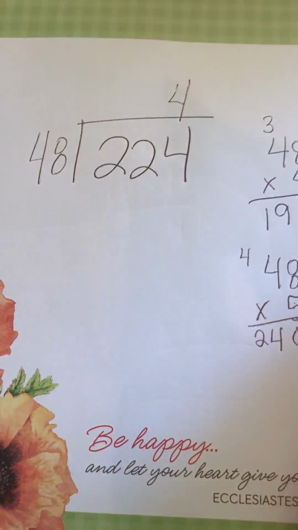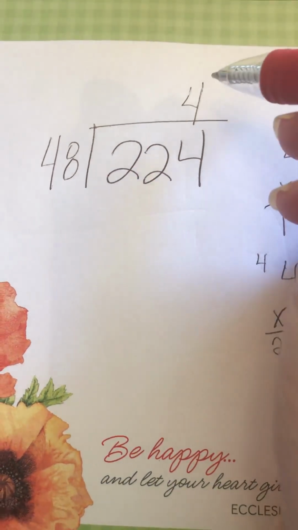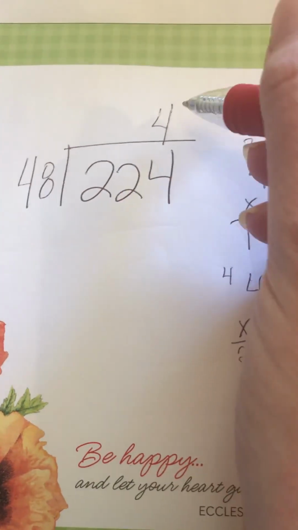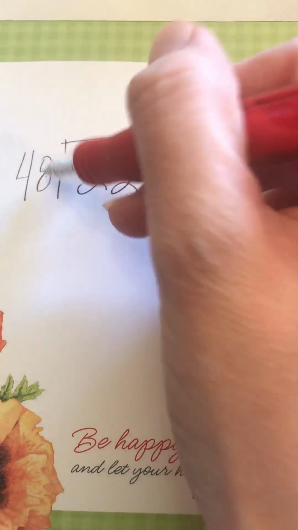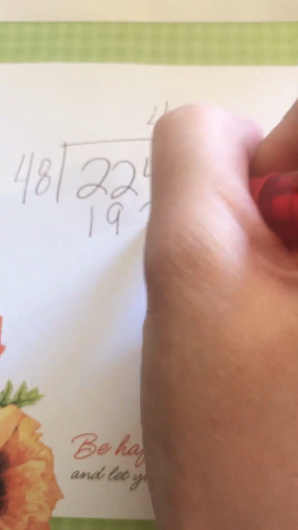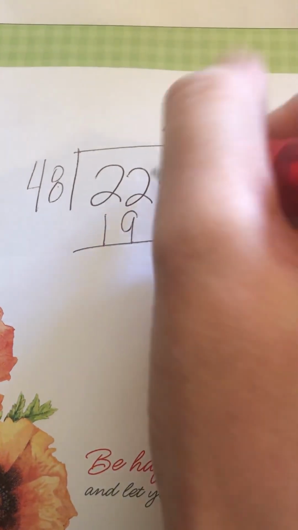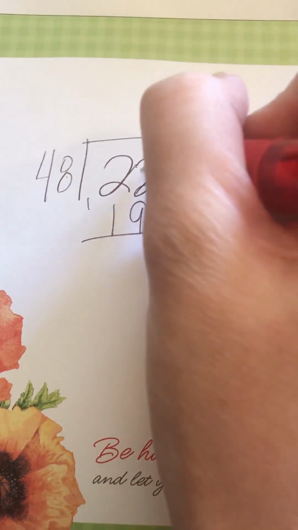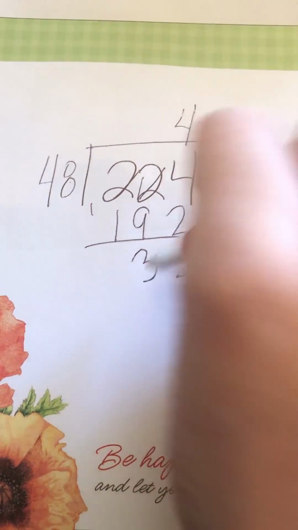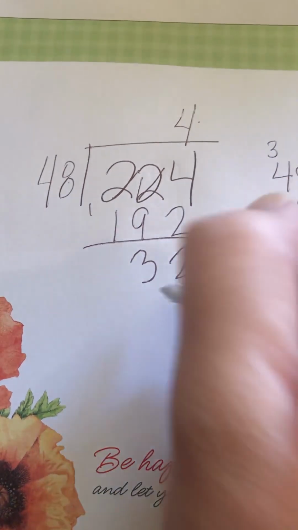So I can make 4 groups of 48. And that means that you would each get 4 of these Nutri-Grain bars. So since 4 times 48 is 192, let's see how many I have left over. Then I subtract. And I have 32 left over.